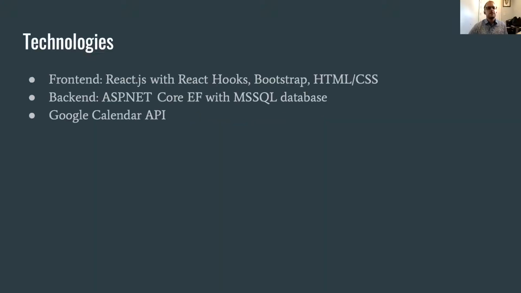So technologies used here on the front end, we have React.js, utilizing a lot of React hooks. Started with some Bootstrap as well as my own CSS. And on the back end, we have an ASP.NET Core backend connected to an MS SQL database, which worked out really well for some of the features that I had to use that involved a lot of junction tables and many-to-many relationships. That was really nice with ASP.NET. And we also have some integration with the Google Calendar API, which I'm super pumped to talk about.